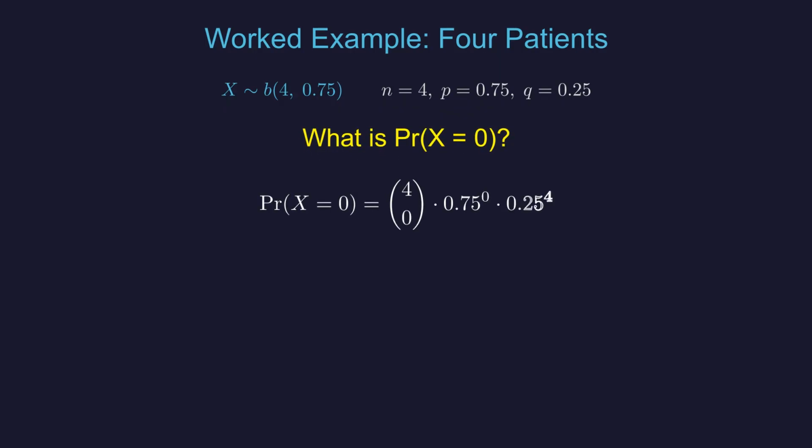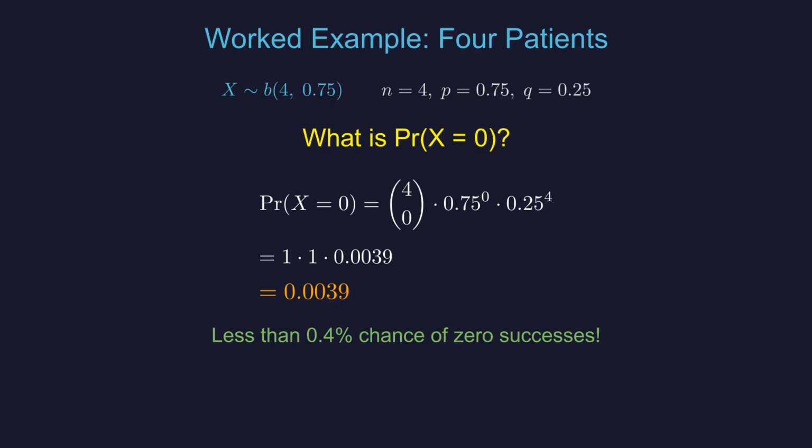We plug into the formula: 4 choose 0 times 0.75 to the 0 times 0.25 to the 4. 4 choose 0 is 1, 0.75 to the 0 is 1, and 0.25 to the 4th power is 0.0039. So the probability of 0 successes is just 0.0039, less than 0.5%. Very unlikely if the treatment truly has a 75% success rate.